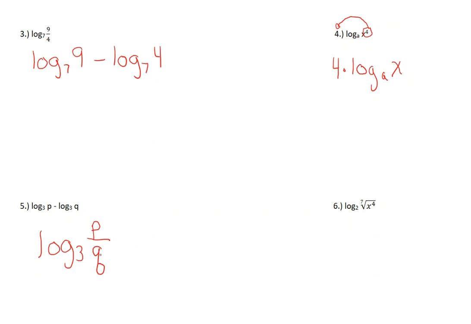Number 6 is a little bit trickier because it has this radical sign, and you just have to go back to thinking about those properties that we know before. So we have log base 2, and I'm going to rewrite this. It's x to the 4 over 7. Because remember, you can write a radical as a rational exponent and vice versa. Now, this exponent right here is going to move out in front, so it's going to be 4/7 times log base 2 of x.